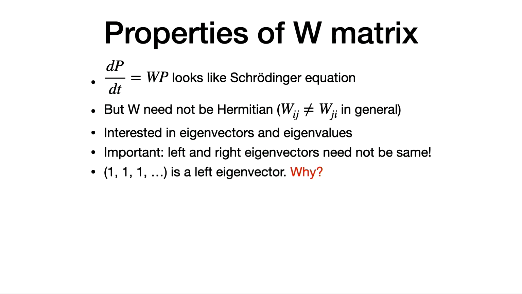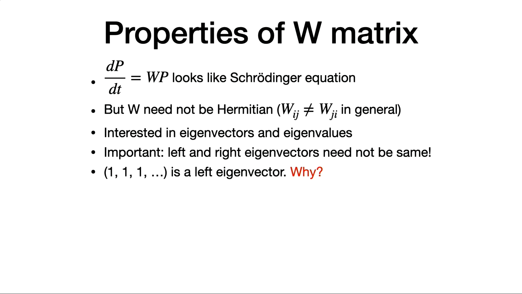But when we have the Schrodinger equation, what do we look for? We look for eigenvectors and eigenvalues. So it might be worthwhile to look at the eigenvectors and eigenvalues of W, just like we do for the other one. Now, one important thing to note is that when it's not Hermitian, the left and right eigenvectors need not be the same. So you must remember, sometimes you will find one eigenvector, but you must be careful that the left eigenvector may not be the same. You should just keep that in the back of the mind.